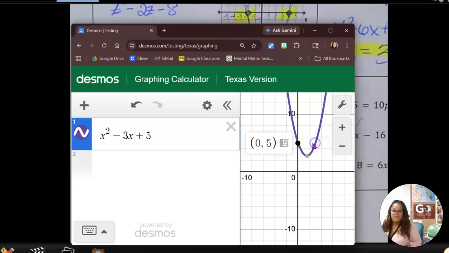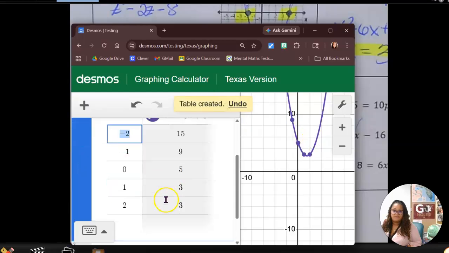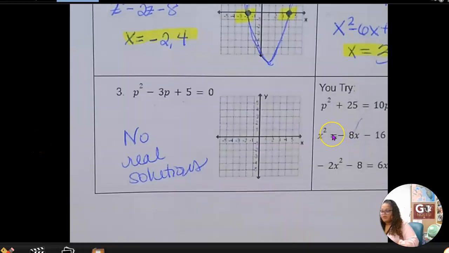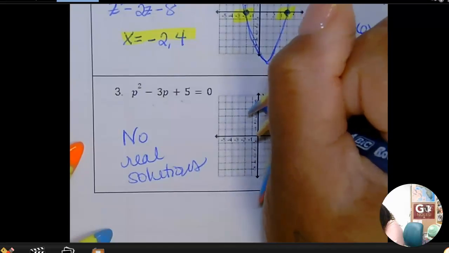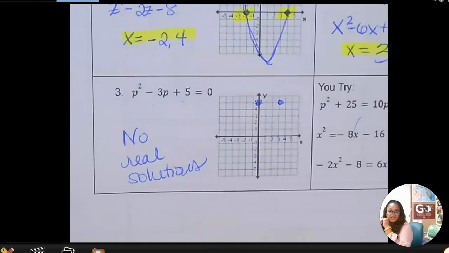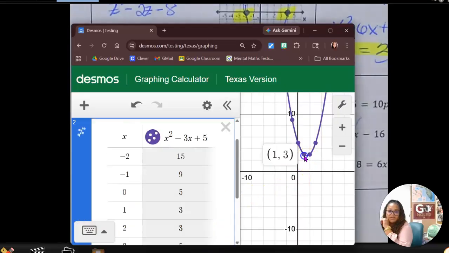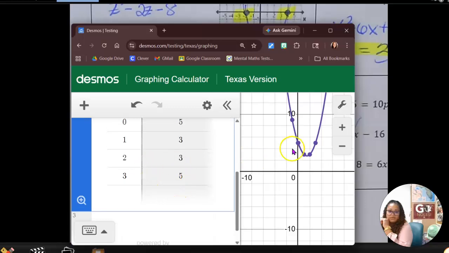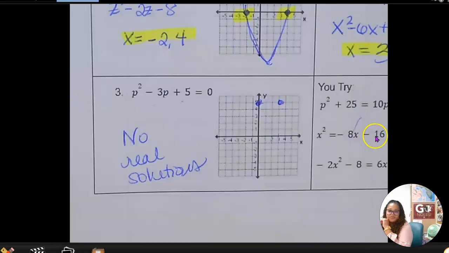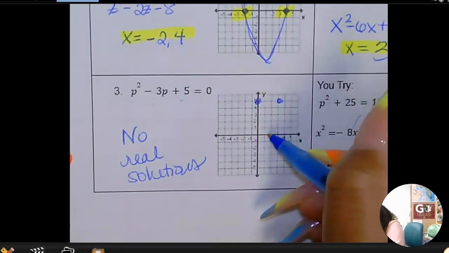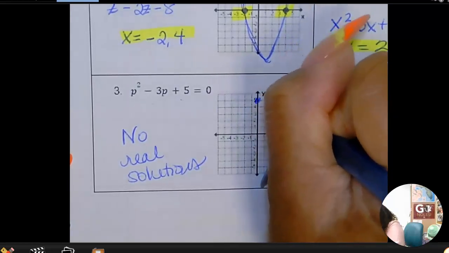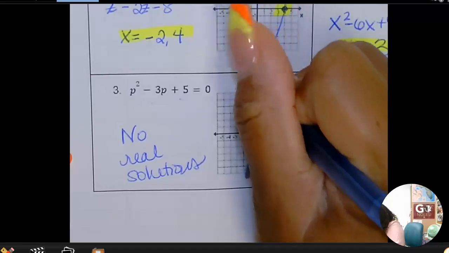So 0, 5, and let's look at some other points. 3, 5. So if I were to graph this floating guy, 0, 5, and 3, 5, and then what was my vertex? It was a decimal, so I'm going to have to approximate. We got to get rid of the points. There it goes, 1.5 and 2 3/4. So 1.5 and about 2 3/4 right here.